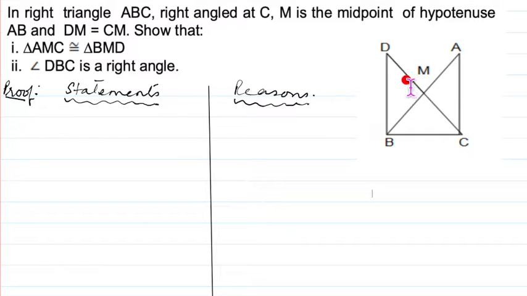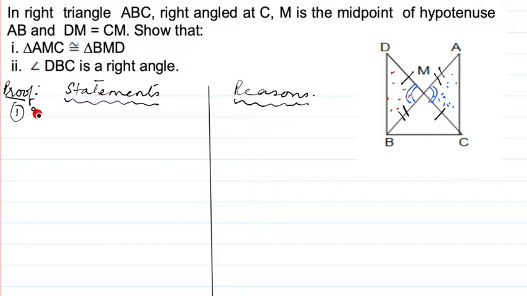In our diagram, we have M midpoint of AB, so this is equal to this, and DM is equal to CM. We have to prove that triangle AMC, that is this triangle over here, is congruent to this triangle over here. So we will have these two angles, vertically opposite angles, and so quickly we will write our solution.